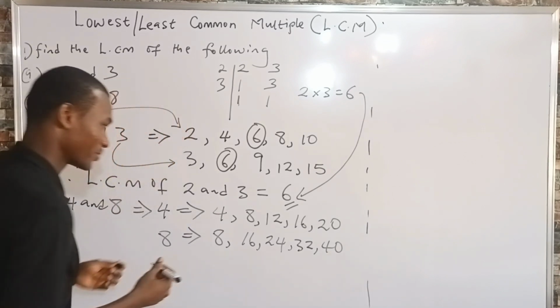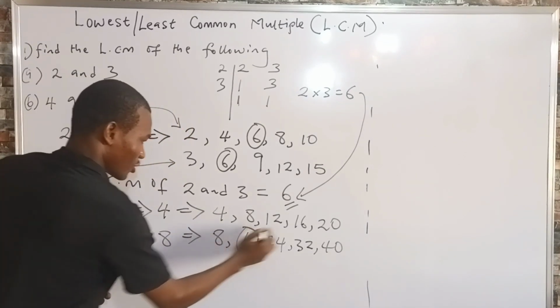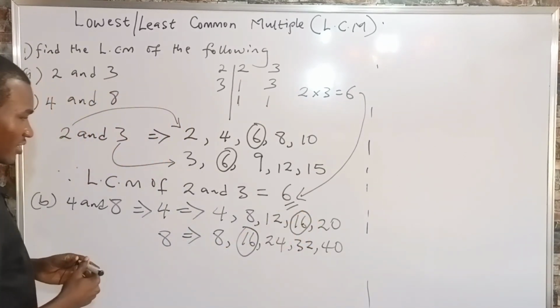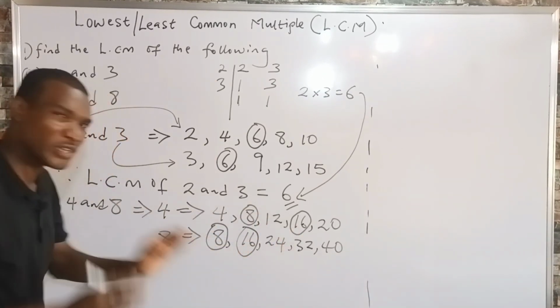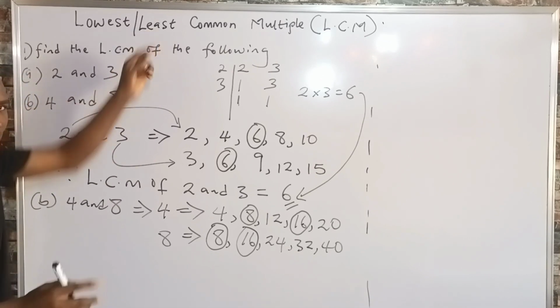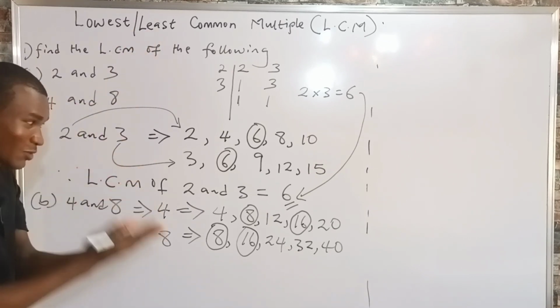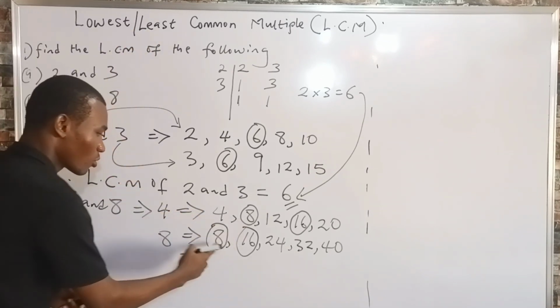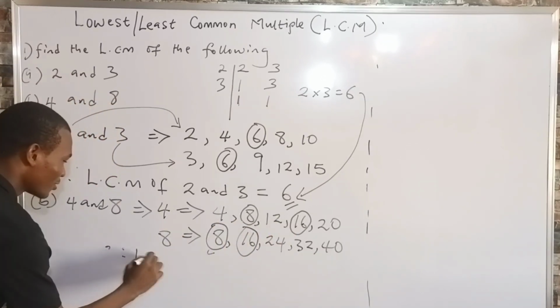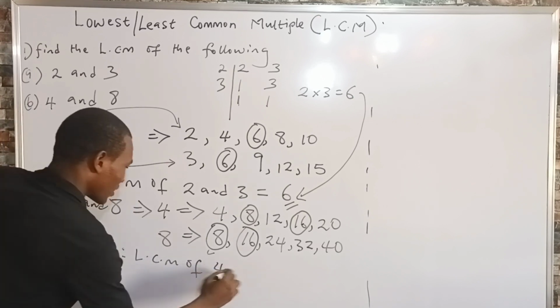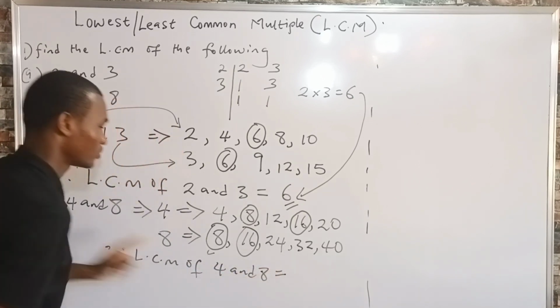So let's go now. I think 16 is common to 16 here, okay? Is there any other thing common? I think 8 is also common to 8 here. But 16 is a bigger value. We are concerned with the least. Least means lowest or smallest value among the common multiples. And the smallest that is common here is 8, because 16 is bigger than 8. I can now say, therefore, the LCM of 4 and 8 is equal to just what?